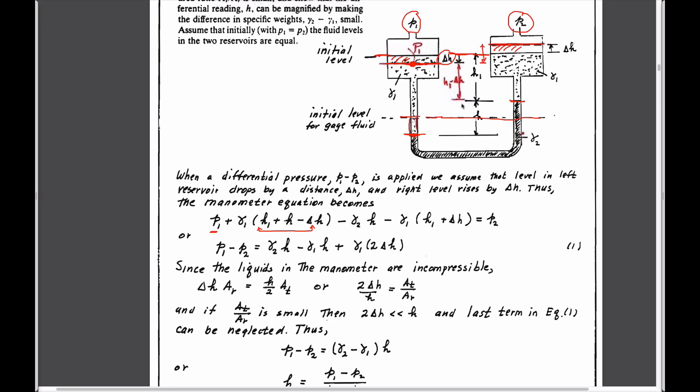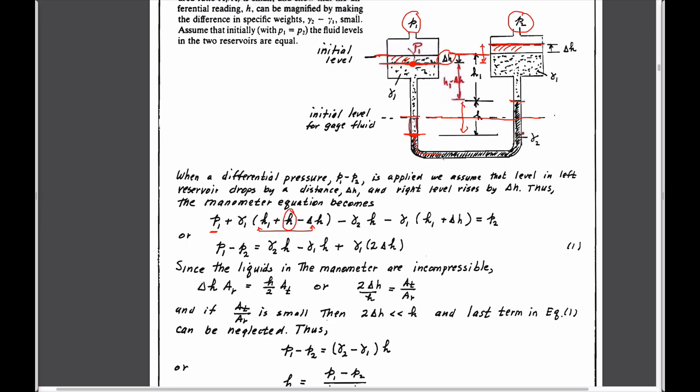And in addition to that, we go down an additional amount which is equal to h to get to this point. And so those are these three components. So going down from here, we go down h1 minus h, which is this length here. And we go down an extra amount, which is h, to get to here. So we're at this point here.